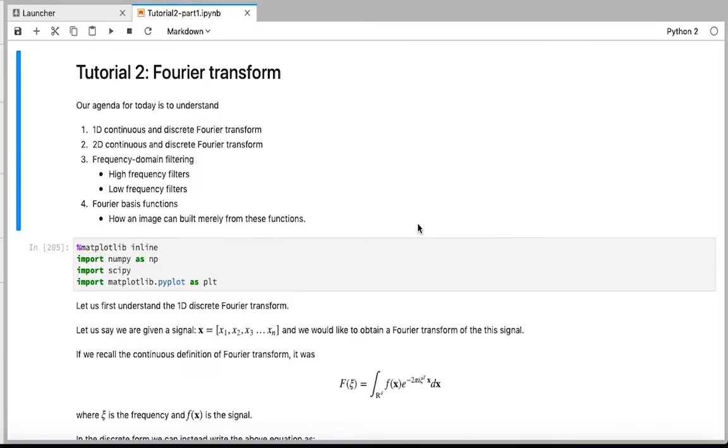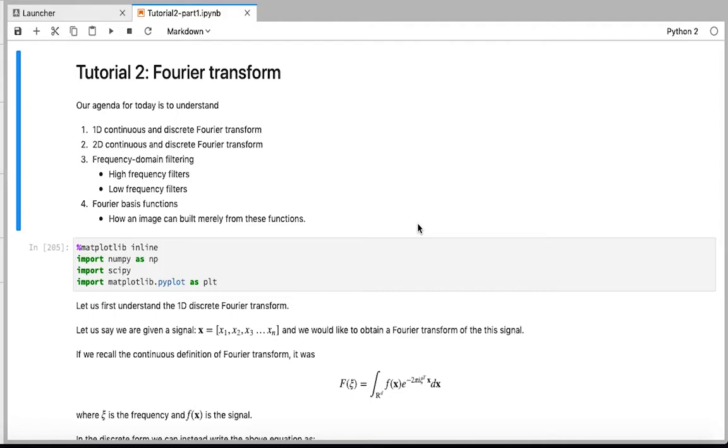Today we're going to talk about the Fourier transform. We'll start with the 1D continuous Fourier transform, and then we'll define the discrete version. Then we'll go to the 2D continuous version, and then the discrete Fourier transform in 2D, and then we'll see how we can use this Fourier transform to do some filtering, and what it actually means, and what Fourier basis functions mean.